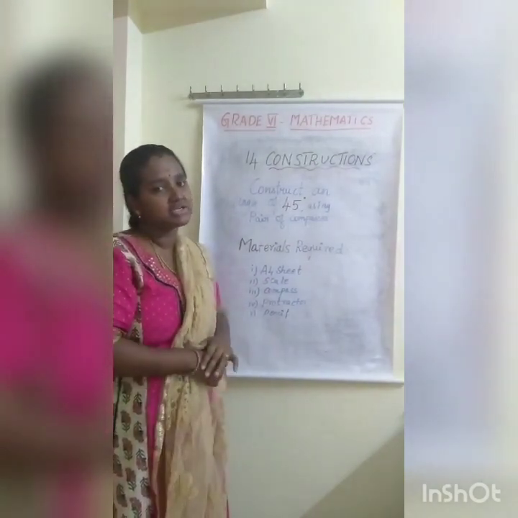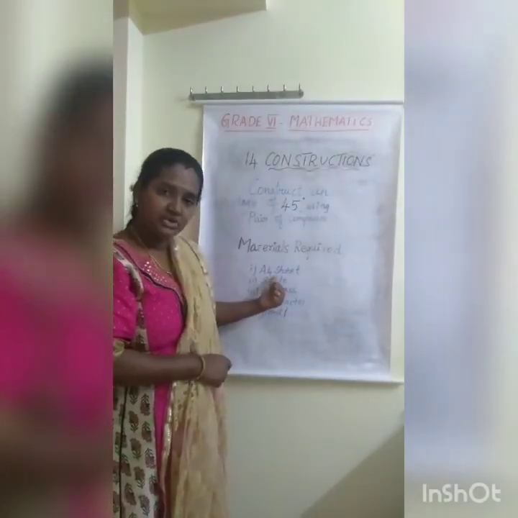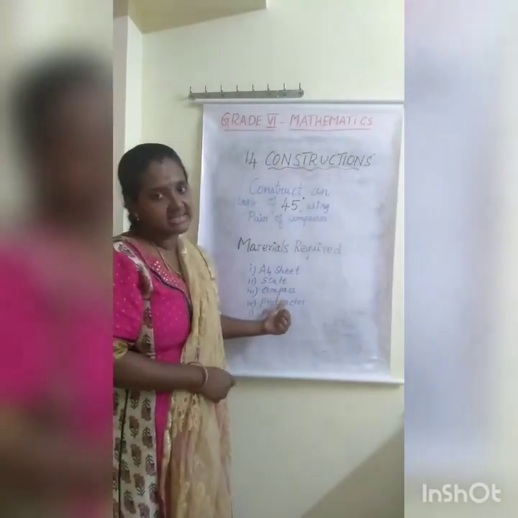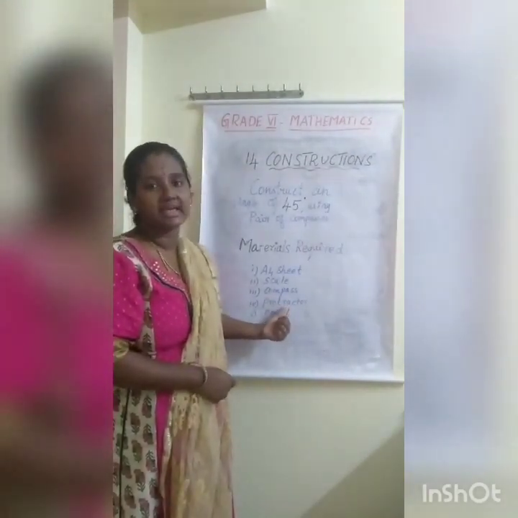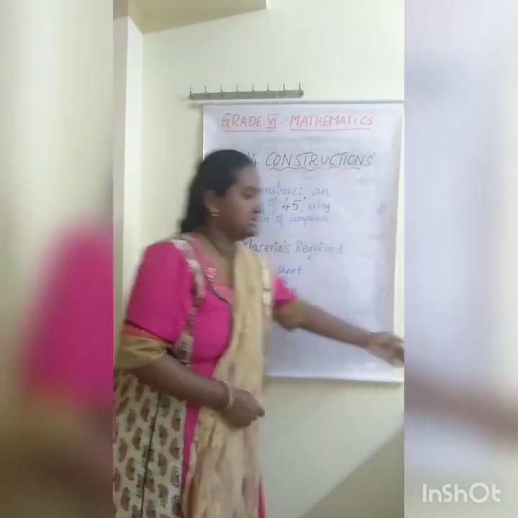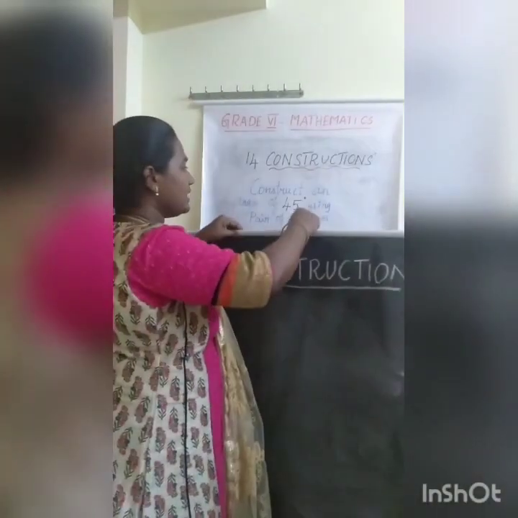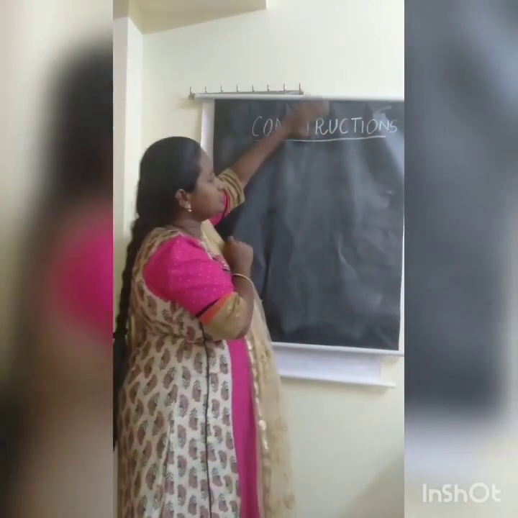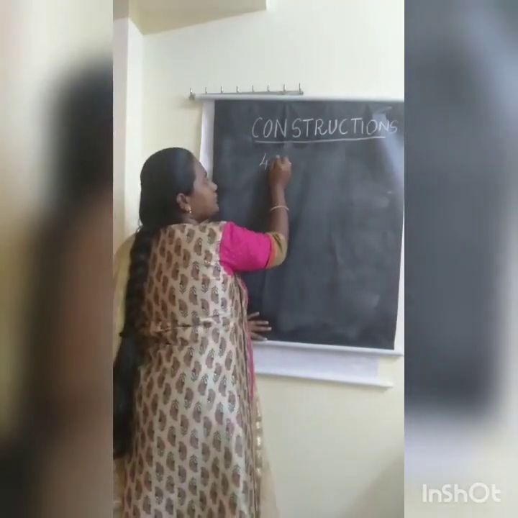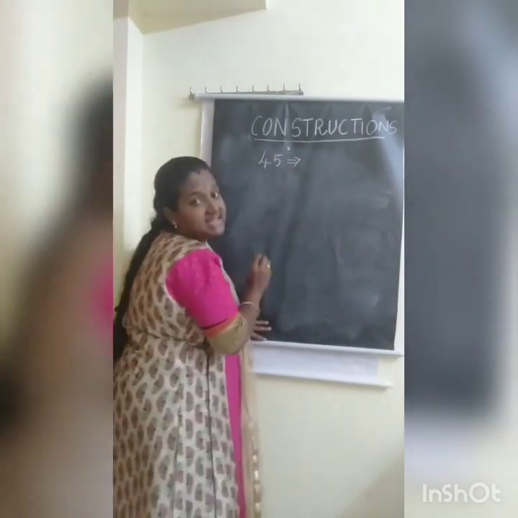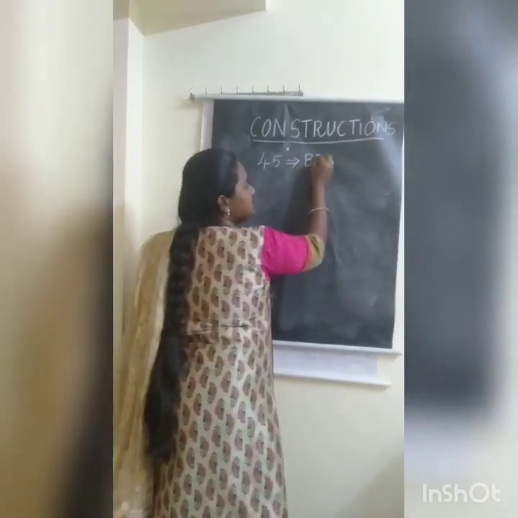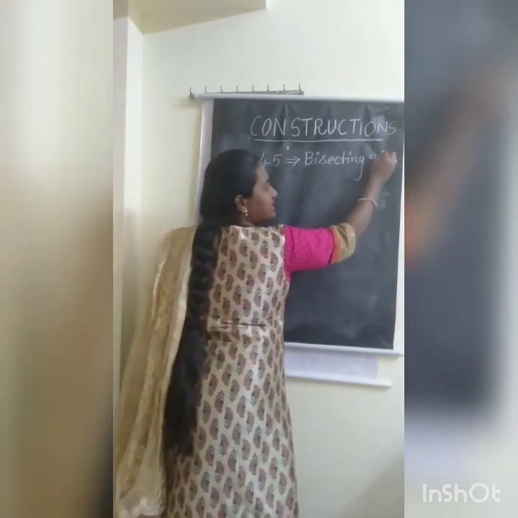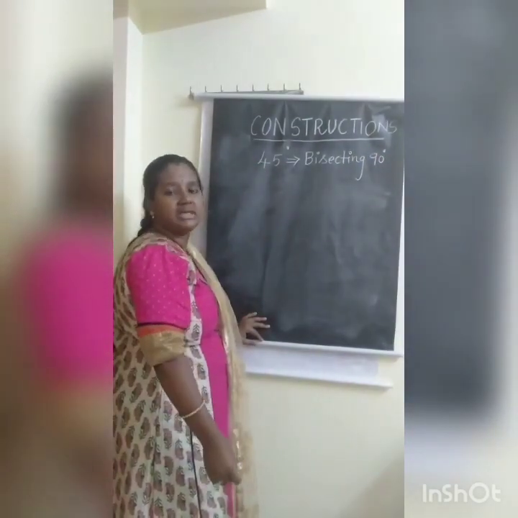So to start with the construction, the materials required are A4 sheet or unruled sheet, scale for drawing the rays and joining the lines, compass for constructing the angle, protractor only for checking purpose, pencil for construction. Yes, we will start with the construction. We are going to construct 45 degree with the pair of compass. I told you the 45 degree can be achieved by bisecting 90 degree. We know how to construct 90 degree with the help of compass.